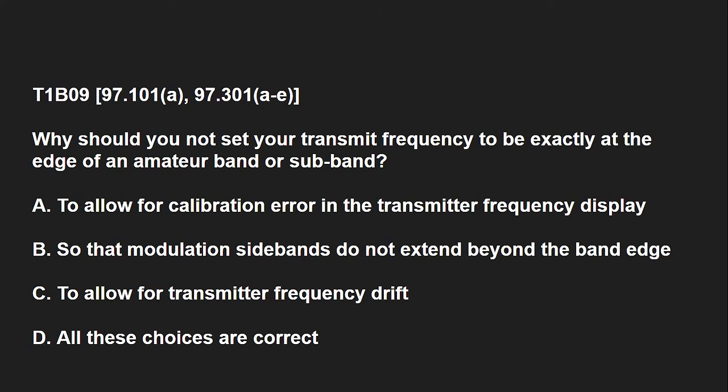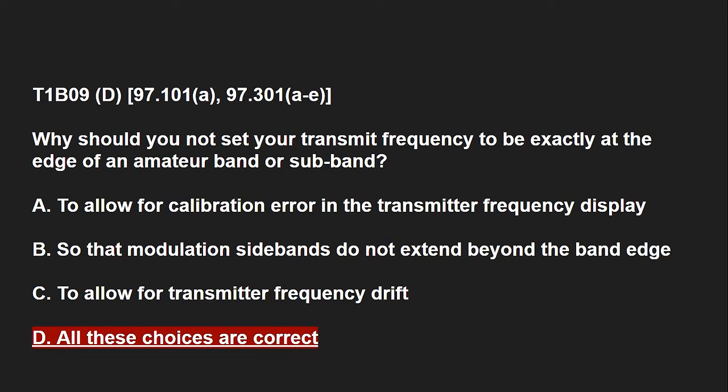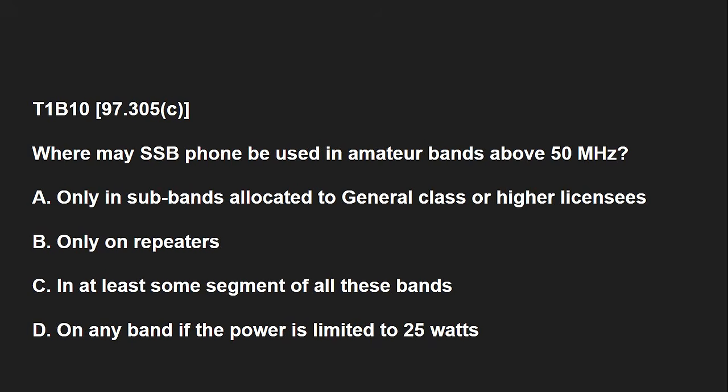T1B09, why should you not set your transmit frequency to be exactly at the edge of an amateur band or subband? And that answer is to allow for calibration error in the transmitter frequency display so that modulation sidebands do not extend beyond the band edge, to allow for transmitter frequency drift. So all of those are correct.